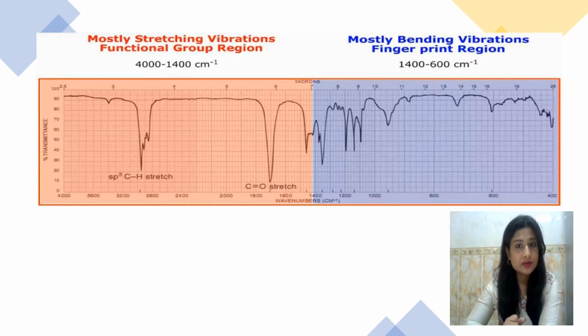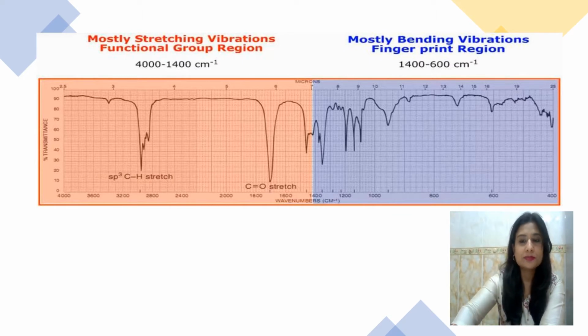It is the fingerprint region that is characteristic of the molecule and therefore it is given this name, the fingerprint, because a fingerprint is unique for every person. So basically when we study an IR spectrum, it is these two regions that help us to determine the groups or the types of bonds present in a molecule.